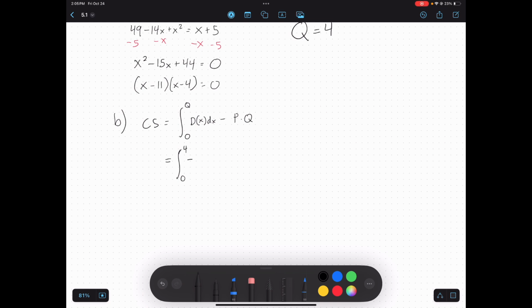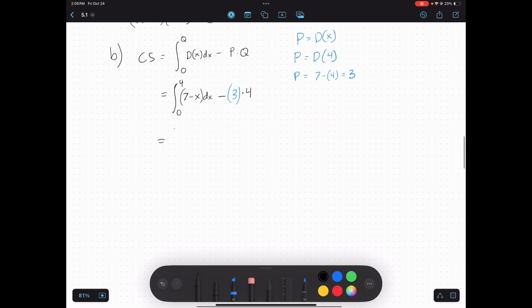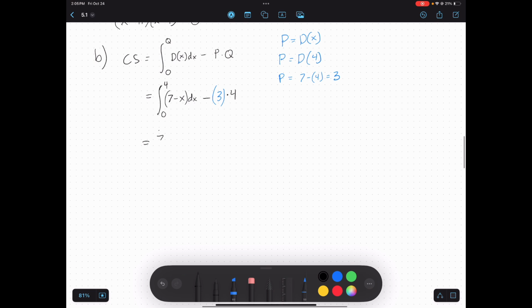4 is the set amount of products that I'm going to produce. What's my demand equation? My demand equation is 7 minus x. Minus, once again, I know what Q is. Q is 4. What's P? Remember, P is my corresponding price. So to get that, I'm just going to plug 4 into my demand equation. And I get 7 minus 4, which is just equal to 3. That tells me that the price I should sell it at is 3. And that's what I'll plug in for P. I'll go ahead and use my fundamental theorem of calculus. I'll find the antiderivative here. So I get 7x minus x squared over 2.